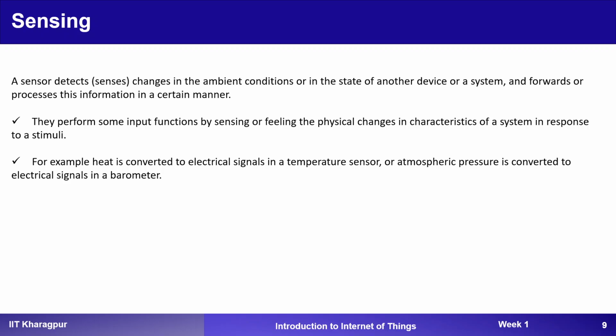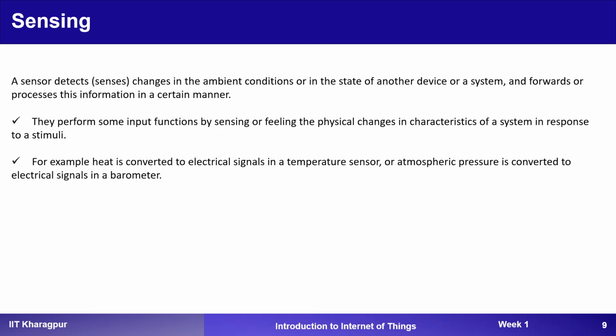Now transducing. So a transducer converts or transduces the energy from one kind to another. So in case of sensing, as I have told you, in order to transmit the data, we need to convert one form of energy into another form. So sensor is a type of transducer, because sensors also convert one form of energy into another.